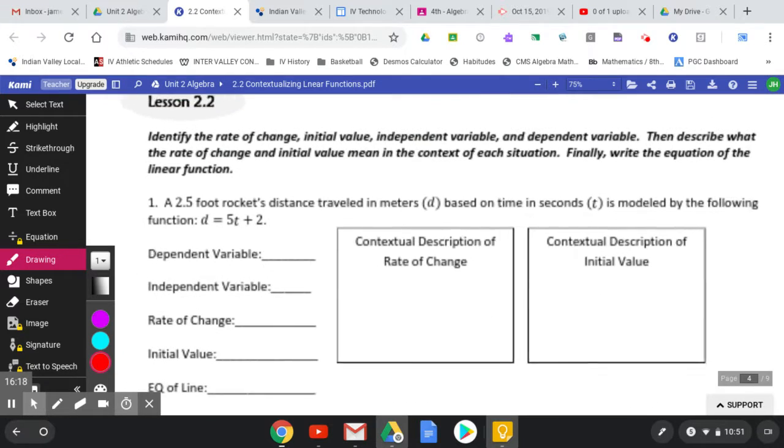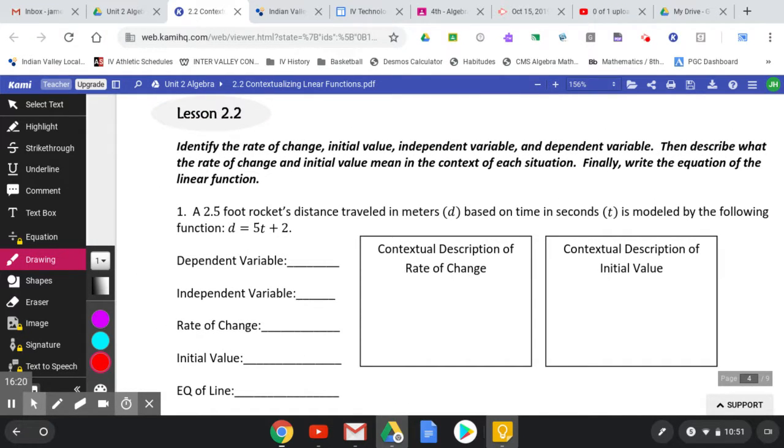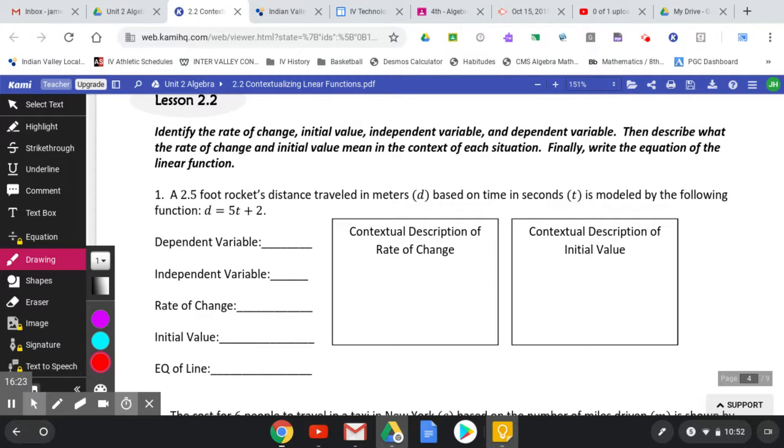Yes? Huh? Unless there's an emergency and you're willing to stay for detention. Okay?